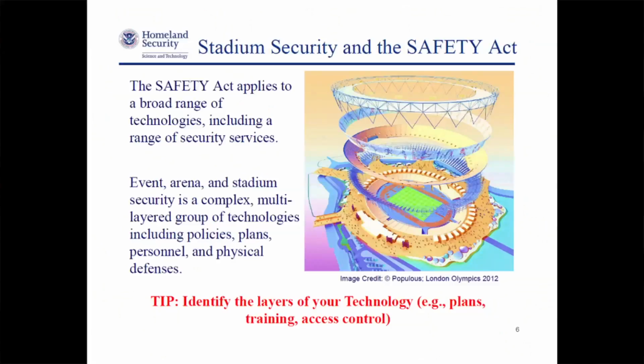Before I introduce the layers of stadium security, I'd like to set the stage. The definition of technology, as set forth in the Safety Act Final Rule, states that a technology for Safety Act purposes includes any product, equipment, service, including support services, device, or technology, including information technology, or any combination of the foregoing. Event, arena, and stadium security, in particular, are multi-layered. Security for venues includes a variety of component technologies, such as policies and procedures, plans, personnel, and physical defenses to protect and defend the facility and patrons.